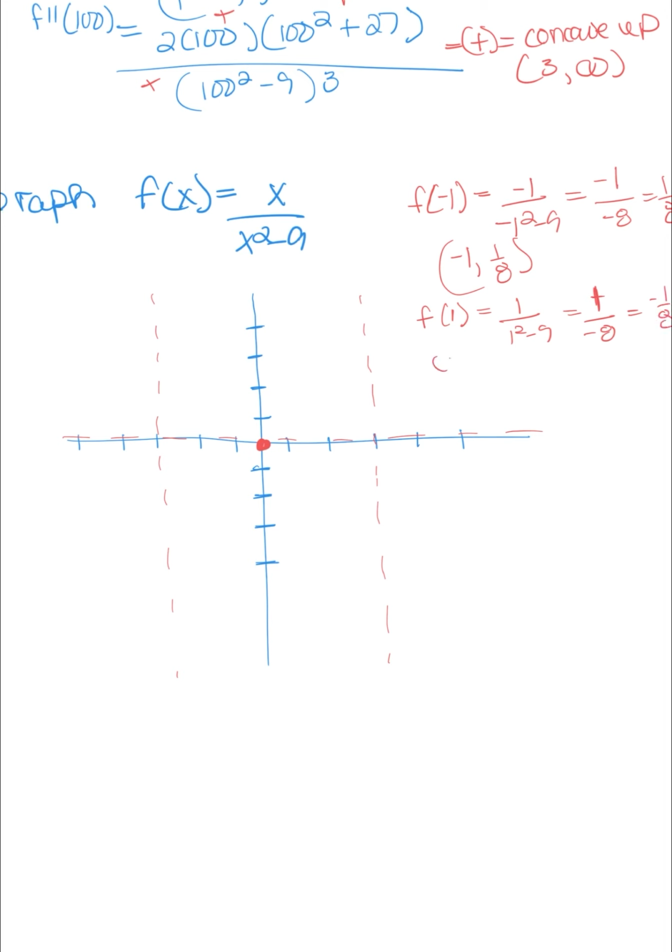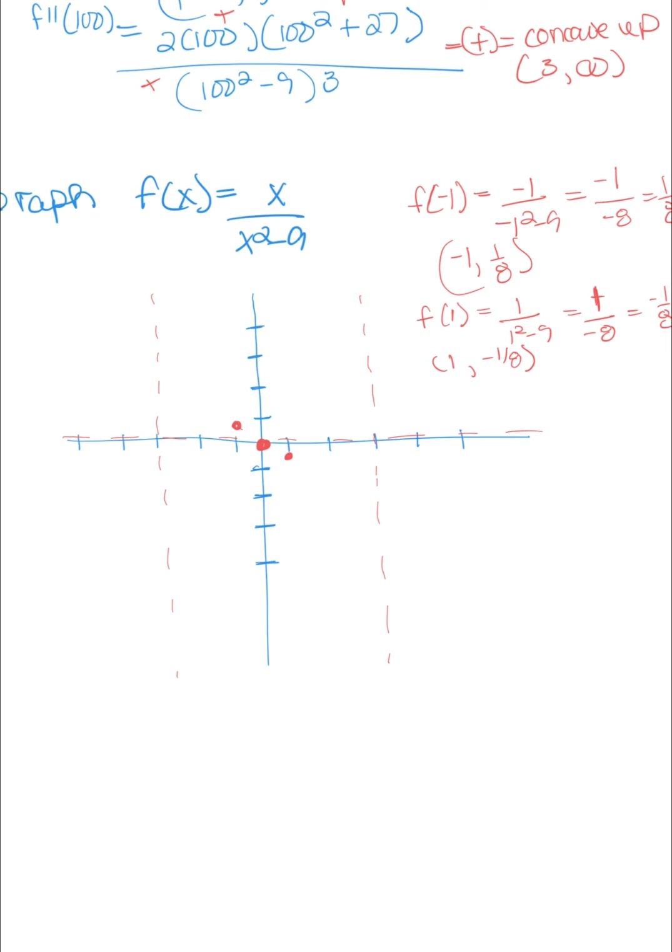So we have a point at 1, -1/8. Okay. So let's go ahead and plot those. So we have 1, -1/8. And then we have -1, +1/8.